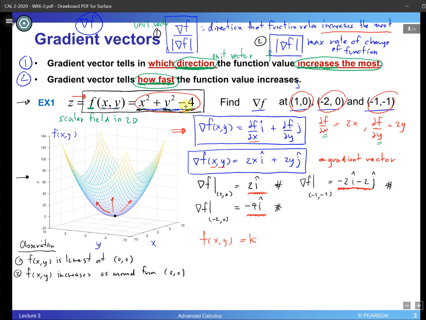It's going to be x squared plus y squared minus 4 equal to k, and we are going to work with this equation right here. Let's start with k equal to 0. With k equal to 0, you can see in this equation that in the end we are going to end up with x squared plus y squared equal to 4. And this corresponds to a circle with a radius of 2. So let's draw that on the graph right here.